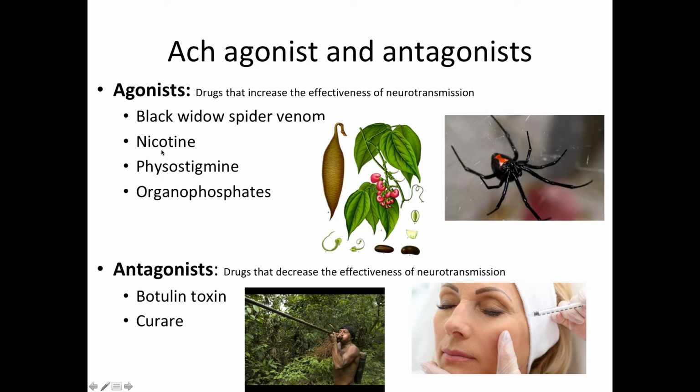Next up is nicotine. Nicotine in cigarettes stimulates cholinergic receptors called nicotinic receptors. Nicotine's structure is similar to acetylcholine and fits in the acetylcholine receptors. Then physostigmine inhibits the breakdown of acetylcholine. It is obtained from the African black bean, as you can see in this picture right here, and it was used to poison other tribes. Large doses can be toxic and have similar effects as spider venom.